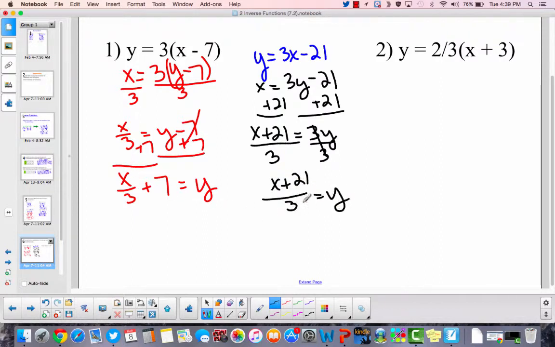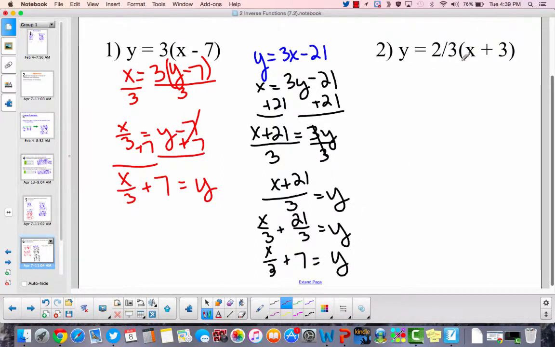Now those don't look like the same thing, but remember, I can rewrite this as x over 3 plus 21 over 3. But what is 21 over 3? 7. So I have x over 3 plus 7 equals y. And they are the same thing. So it doesn't matter which way you choose to do it. It's really up to you.